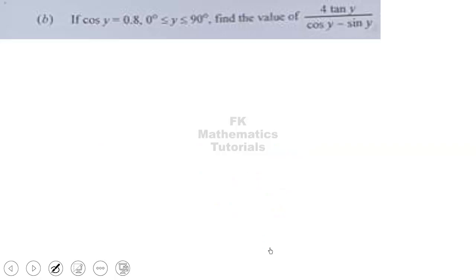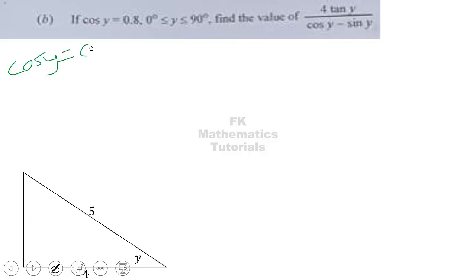We have: if cos y equals 0.8, and y is an acute angle, find the value of 4 tan y over cos y minus sin y. So we have our right angle triangle here. We're given cos y equal 0.8.